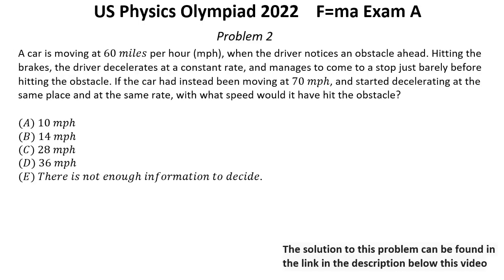Problem number 2. A car is moving at 60 miles per hour. When the driver notices an obstacle ahead, hitting the brakes, the driver decelerates at a constant rate and manages to come to a stop just barely before hitting the obstacle. If the car had instead been moving at 70 miles per hour and started decelerating at the same place and at the same rate, with what speed would it have hit the obstacle?